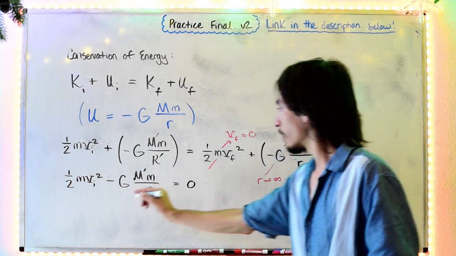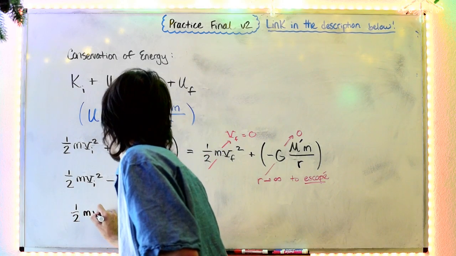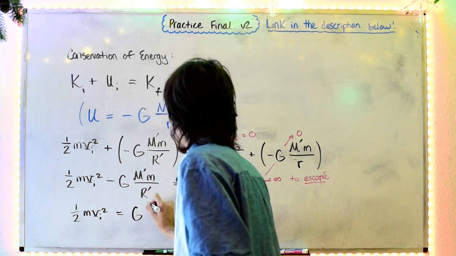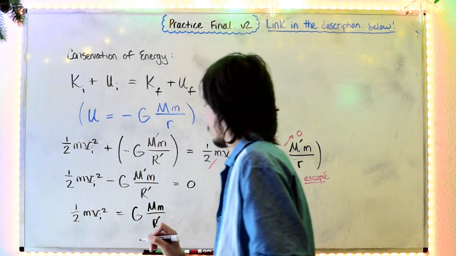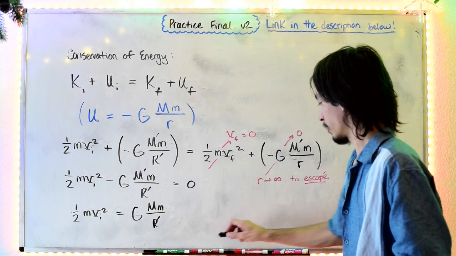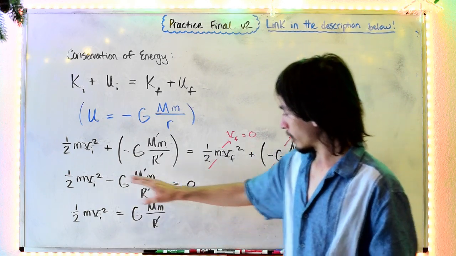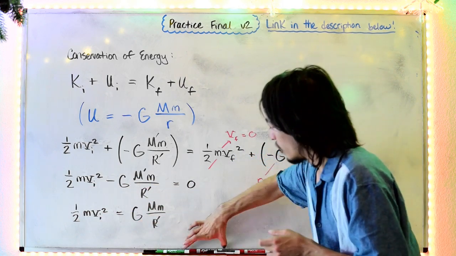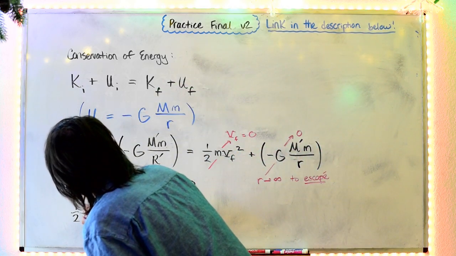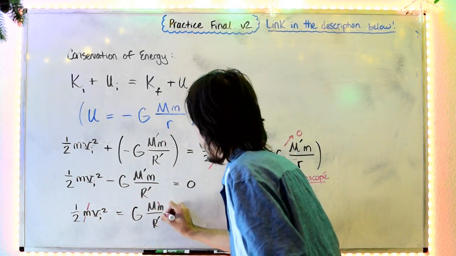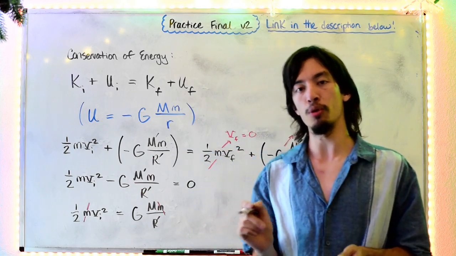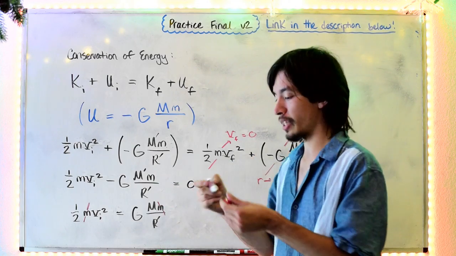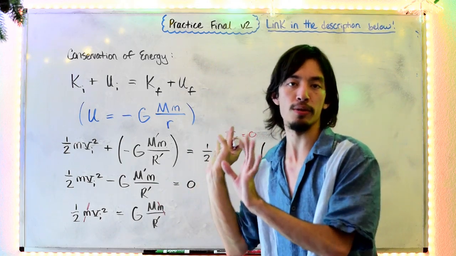Move the term over, so it's 1/2 m v initial squared equal to big G, big M, little m over the radius of the neutron star. At this point, you can clean it up a lot and just solve for v. For instance, you can get rid of the mass, little m. I never told you what the mass of the object you were throwing was, because it doesn't matter in this case. Whatever mass that object has just cancels out.